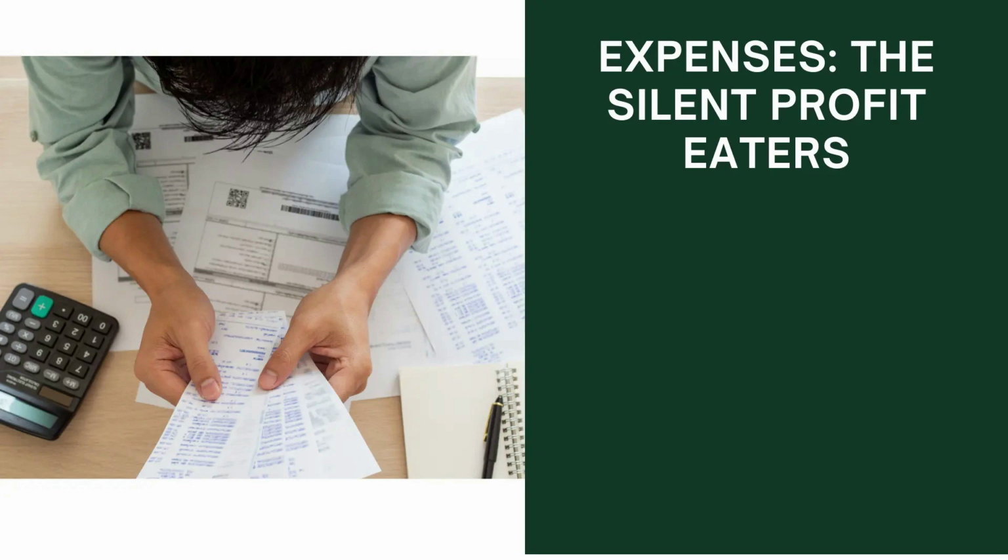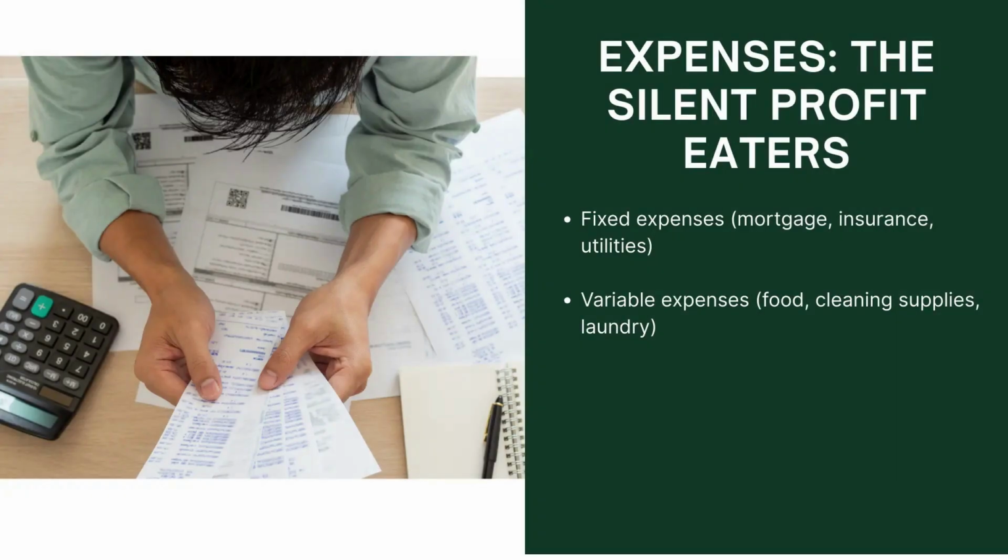Expenses, the silent profit eaters. Not all expenses are created equal. You've got fixed expenses, that's your mortgage, insurance, utilities, and your variable expenses, food, cleaning supplies, laundry. The Build Your B&B from Dreams to Doors Open course recommends reviewing monthly fixed versus variable to see what's chewing through your profits. If your linen bill is climbing faster than your room rates, it might be time to explore reusable options or bulk suppliers.